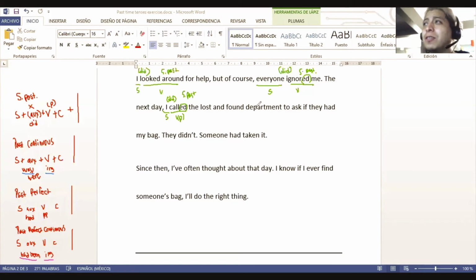So he called the lost and found department to ask if they have, this is the verb, this is not the auxiliary. How do you know that this is not the auxiliary? Because this is not a verb in the past participle.